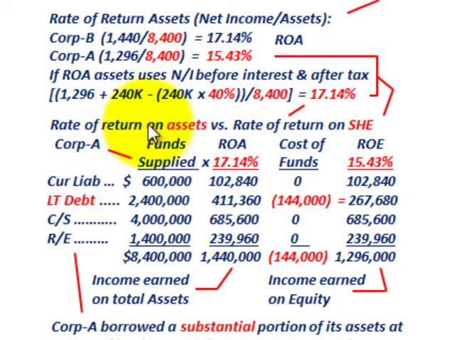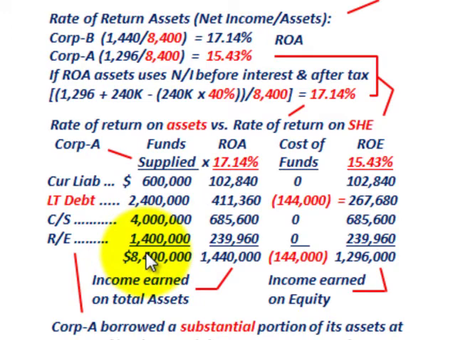So we're going to be looking at the rate of return on assets versus the rate of return on shareholders' equity, and it's going to be for Corp A. And this is the logic. So we'd set up our little chart where we have the funds supplied. Again, remember this was for Corp A. Current liabilities, long-term debt, common stock, or stockholders' equity, and then the retained earnings.